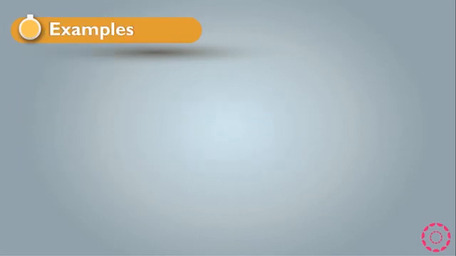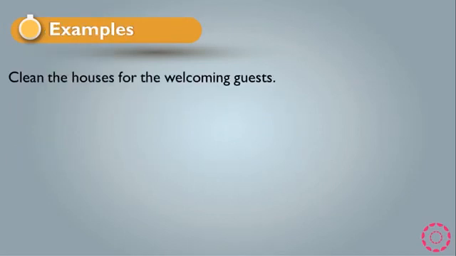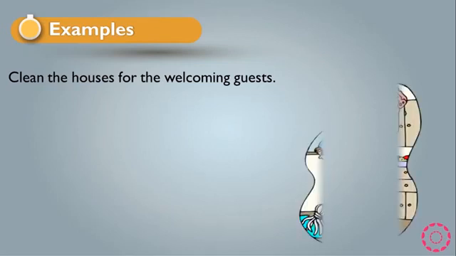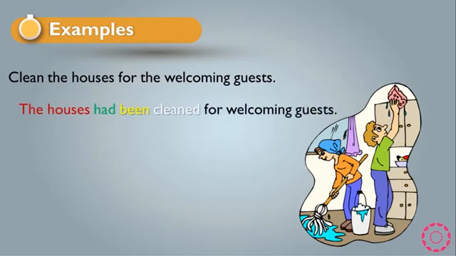Let's see in examples. They cleaned the house for the welcoming guests. So it became like that: The house had been cleaned for the welcoming guests. The house, which is the object, had been cleaned for welcoming guests. So we have to write had been as it is given in the rule.